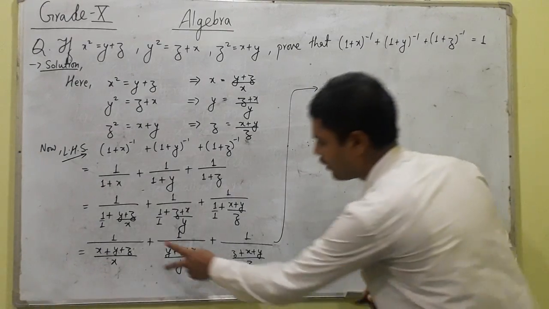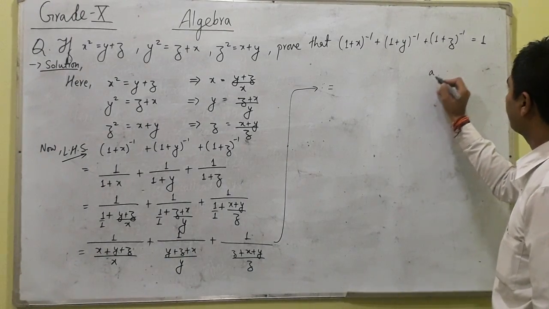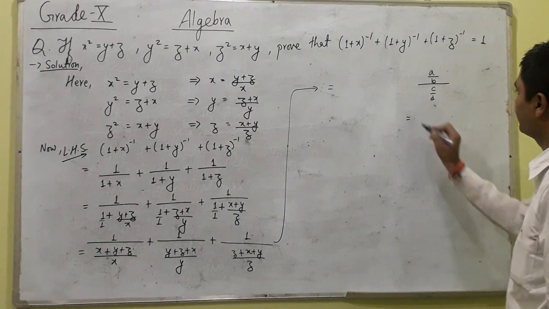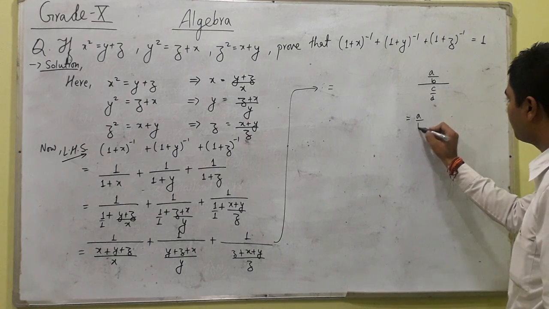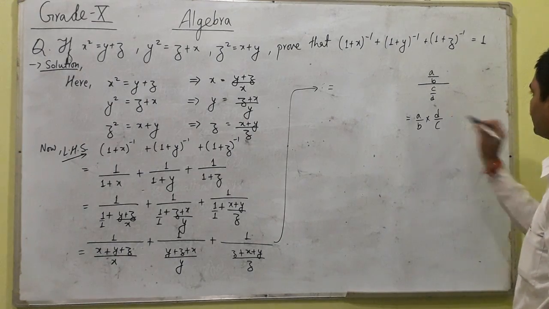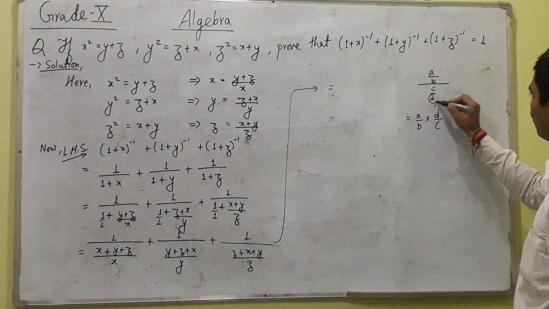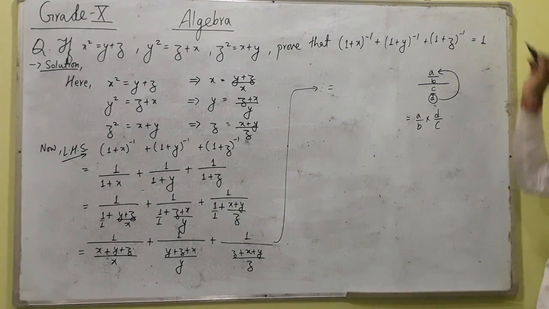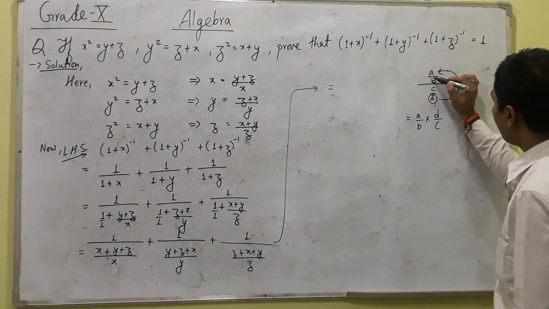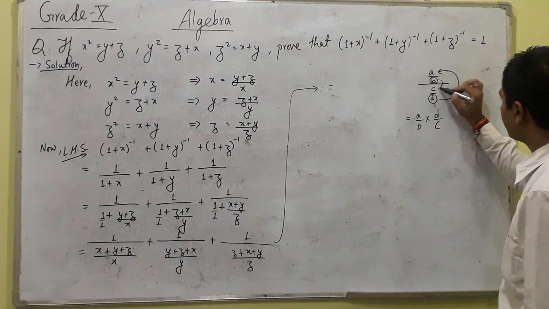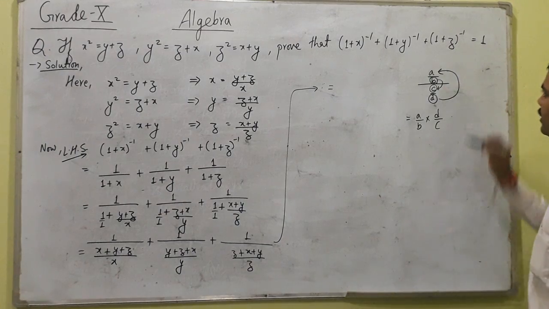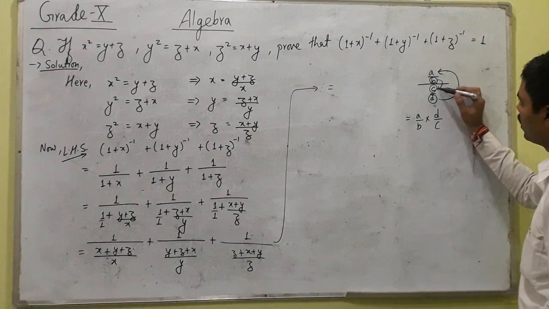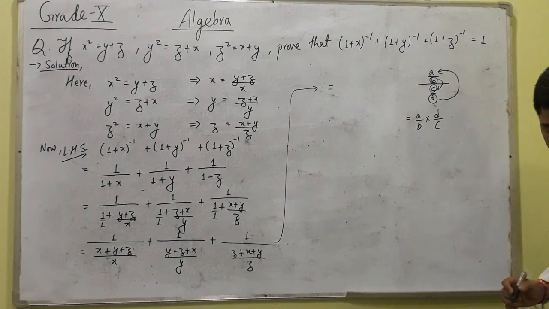Now I want to explain one more thing. In a fraction, if a upon b whole upon c upon d is the fraction, then you can write it like a upon b into d upon c. It means the lower denominator will go up and be multiplied with the upper numerator, and the upper denominator will multiply with the lower numerator.